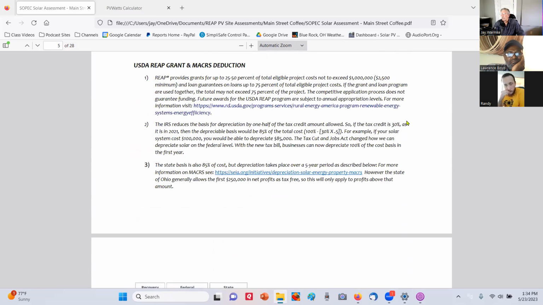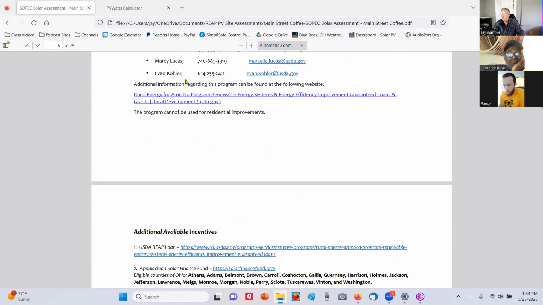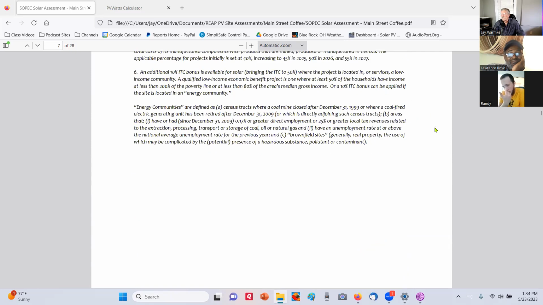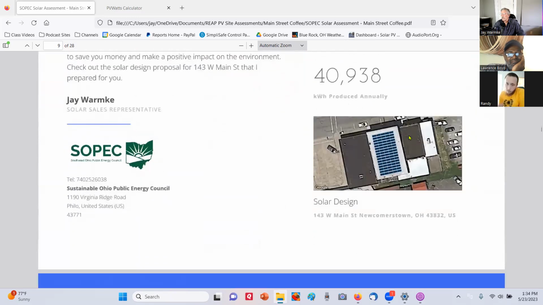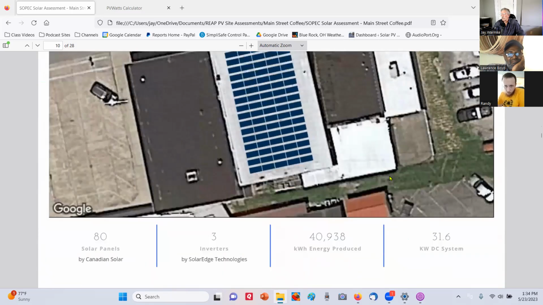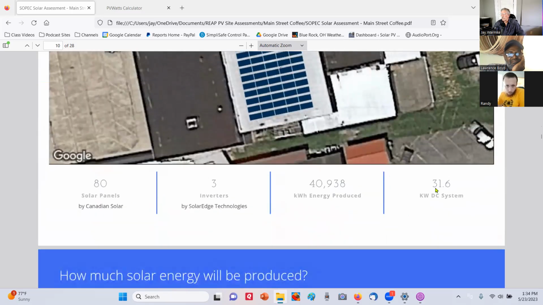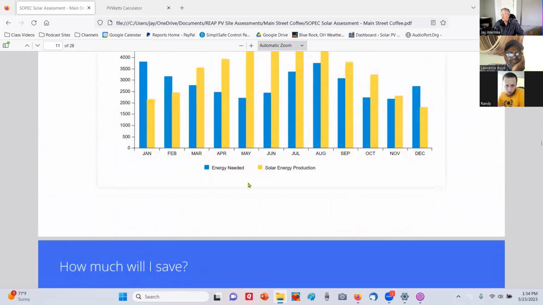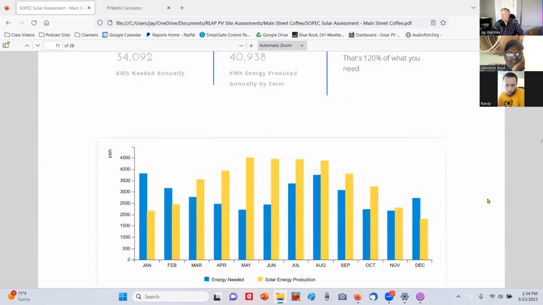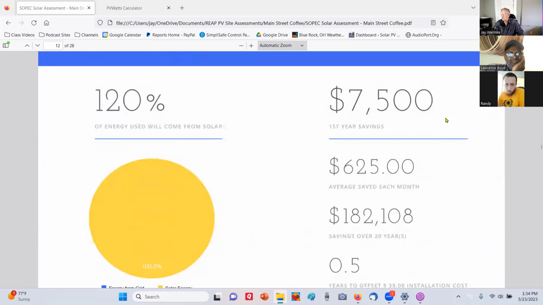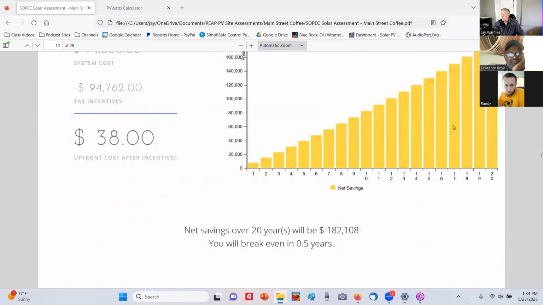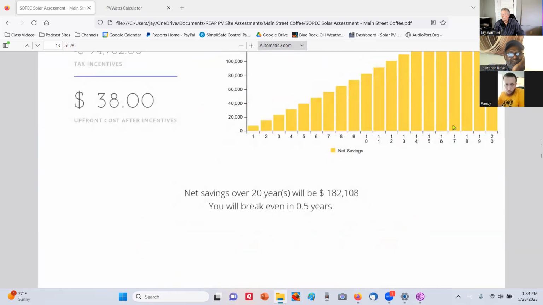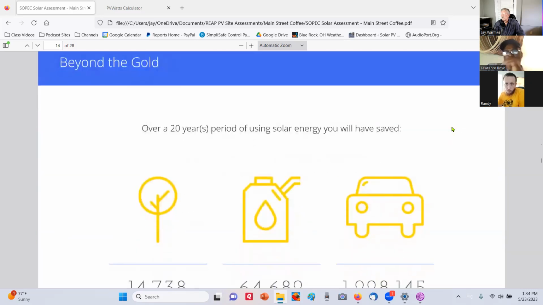And then we have a lot of boilerplate information on here, who to contact for REAP grants, a lot of disclaimers. And then this is the report that PV Sketch generates here, where it shows the system, it tells the different number of products, shows the offset, $7,500. So it's a nice looking report for $4, to put out.